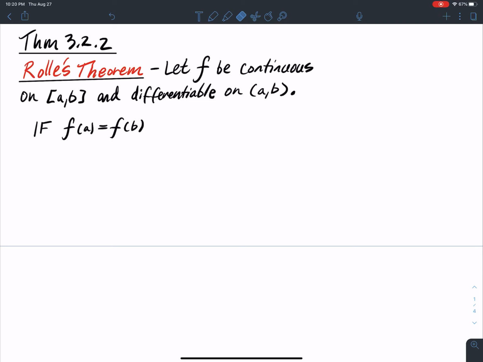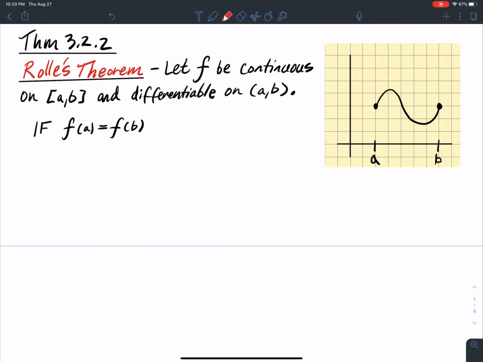Now, I'm going to add to the mean value theorem. Rolle's theorem says assume f of a, the left endpoint output, is equal to f of b, the right endpoint output. That's the assumption that we're adding. So instead of just having some random continuous curve, the difference is this left endpoint and that right endpoint have to be equal to each other.